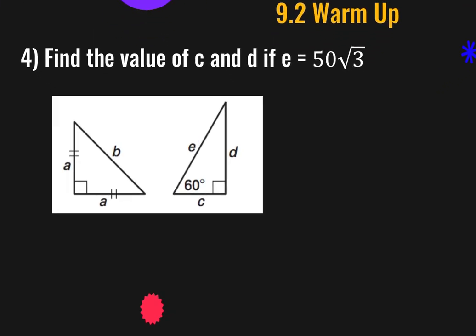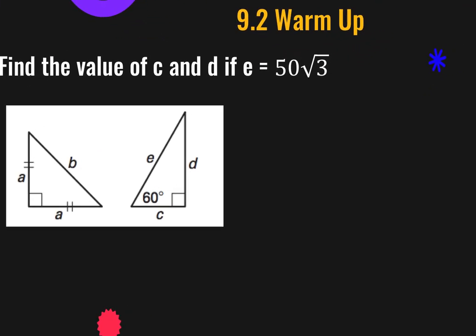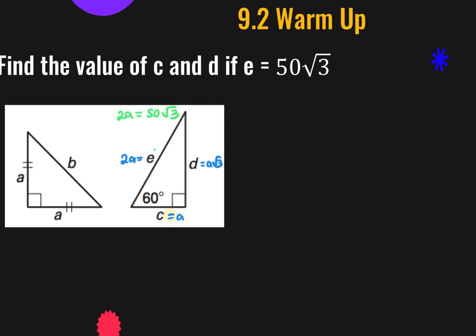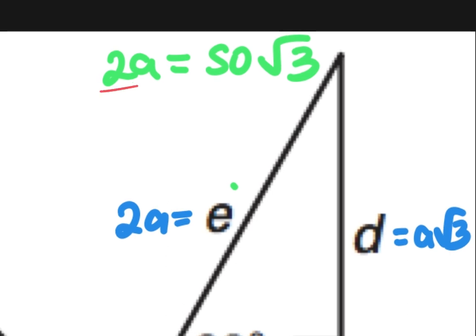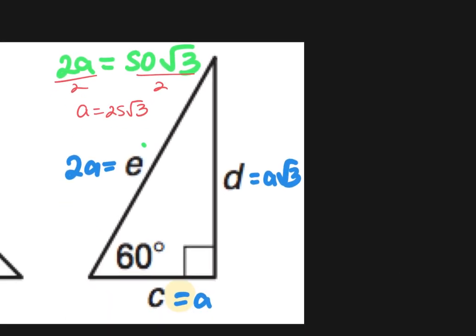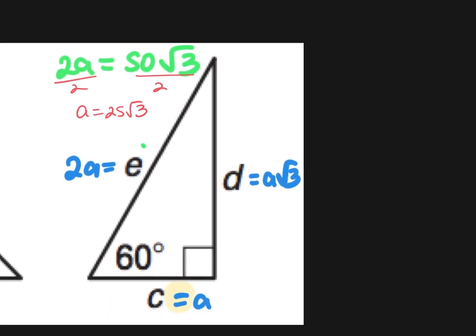All right, number 4, again, we're using the 30-60-90 triangle. So opposite the 30 is your A. Opposite the 60 is A root 3. Opposite the 90 is 2A. And this time they give you the 2A side. So if 2A equals 50 square root 3, you're going to have to divide by 2. Divide by 2, and A is 25 square root 3. So that's the value that I would set equal to C. So C is 25 square root 3.